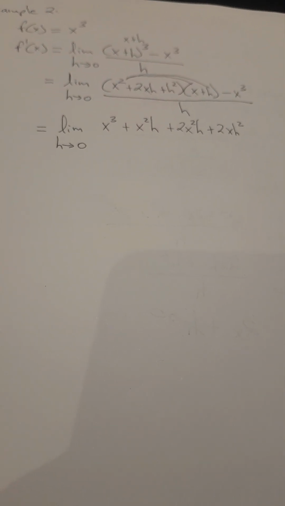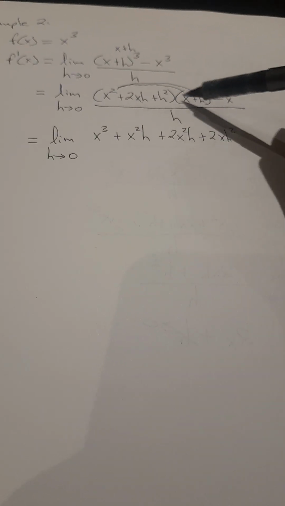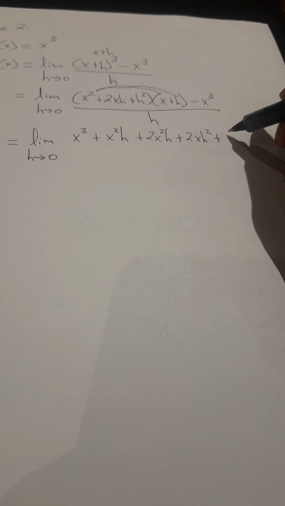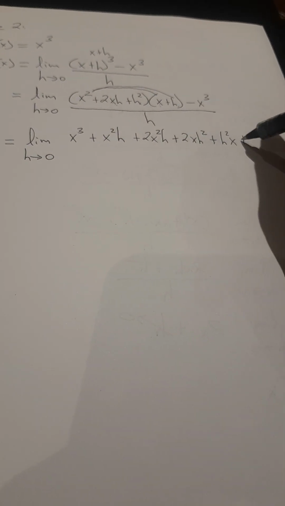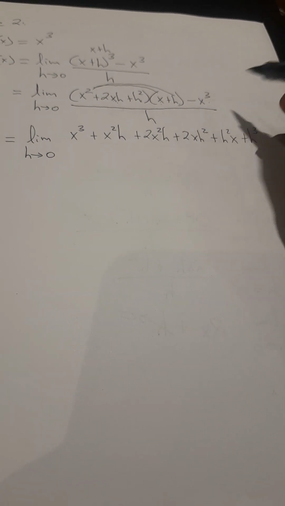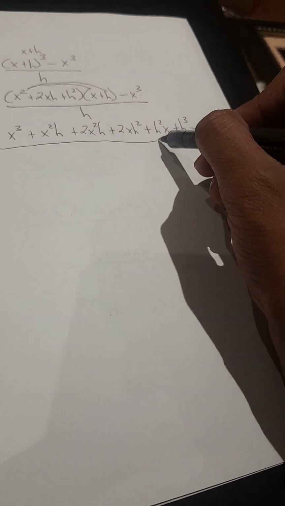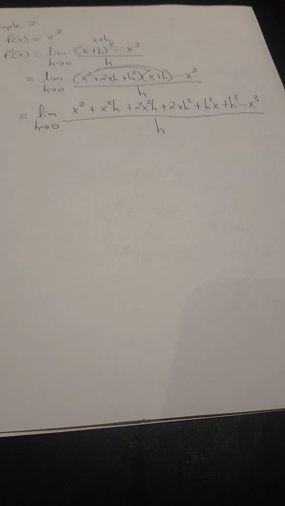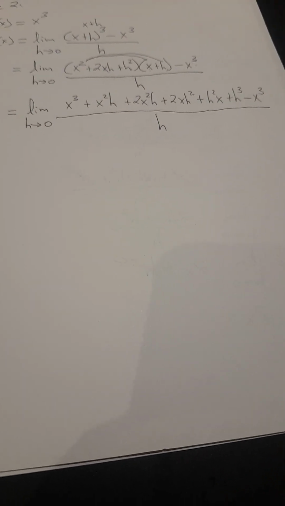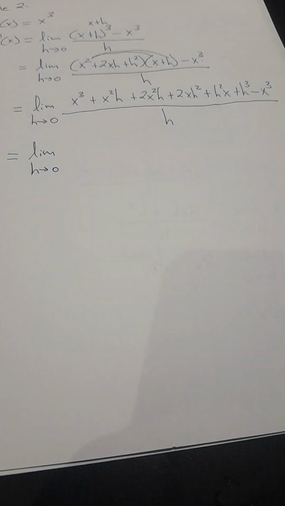And again, it is the FOIL method. You just have to make sure you're doing it for each of the terms. We're going to go to the last term here. This is h squared times x, so plus h squared x. And this is h squared times h, plus h cubed. And then minus x cubed. The whole thing is over h. Of course, I'll show all the steps here as I am writing out and expanding the numerator. So the limit as h approaches 0.